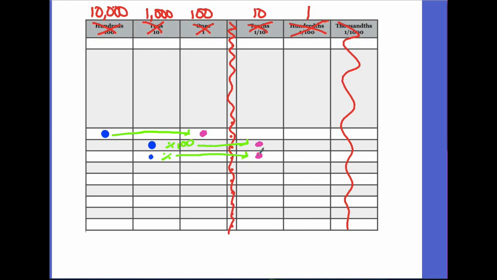How many do I have? I have 1 in the hundreds. How many do I have in the tens place? 2. So 12,000 divided by 100 equals, I have nothing here. 120. Well, let's look at this. Our answer is 120.